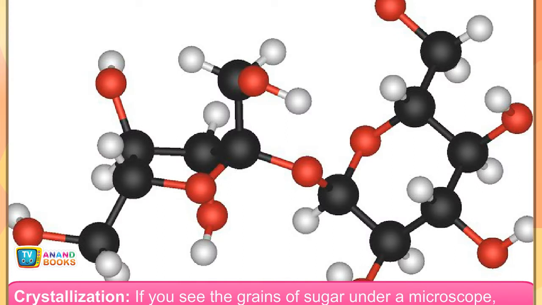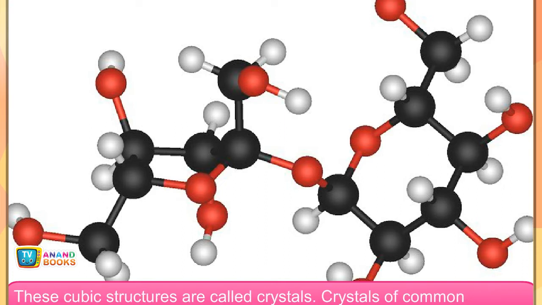Crystallization. If you see the grains of sugar under a microscope, you will see that these grains have the same basic shape of a cube. These cubic structures are called crystals. Crystals of common substances in water can be obtained by a process called crystallization.